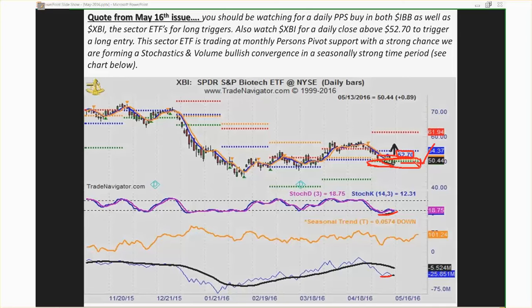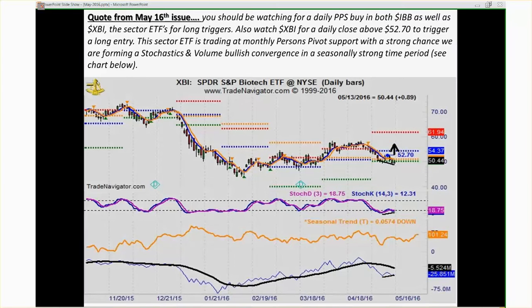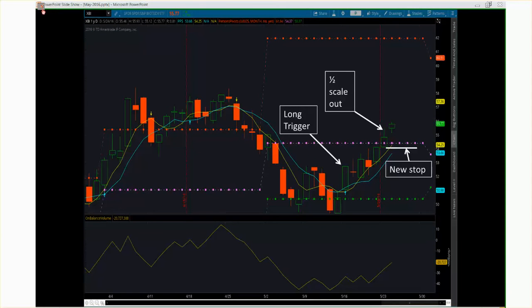So that, my friends, is if we see the biotech and if we saw some of these semiconductors and the technology stocks, we're going to see a liftoff in the market, and that's exactly what we got.